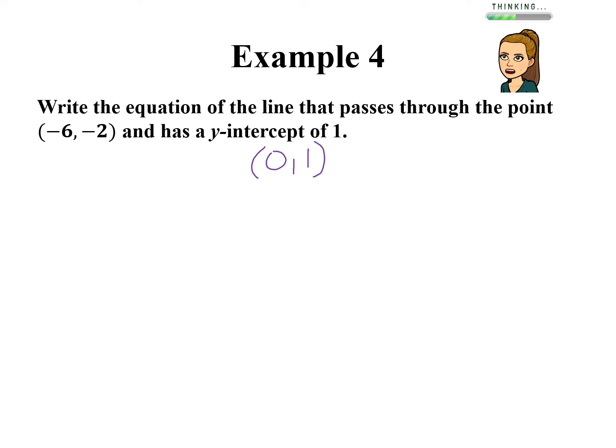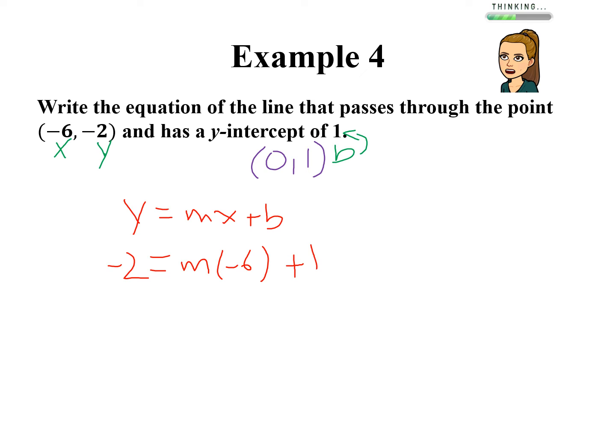But the other thing I can do, and I think an interesting way to approach this kind of problem, is to think about it like a puzzle. In my puzzle here, I'm given an x value, a y value, and my b value. That b value is 1. So I can go to my equation, y equals mx plus b, and plug in what I know. My y value is negative 2. My m value is unknown, so I'm going to leave it as a variable. My x value is negative 6, and my b value is 1.